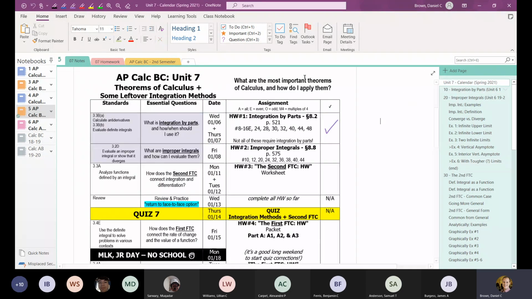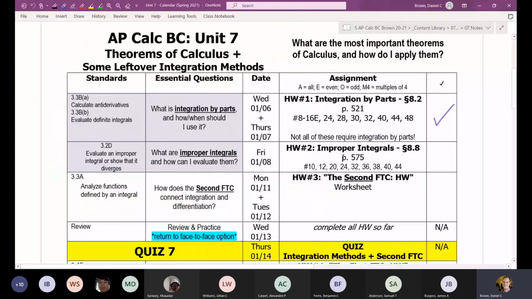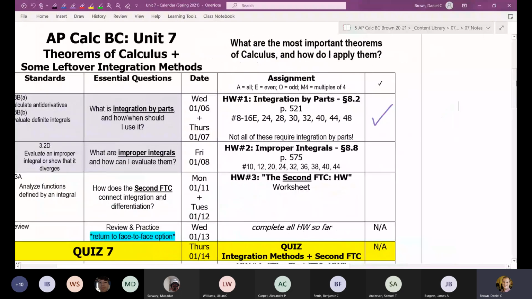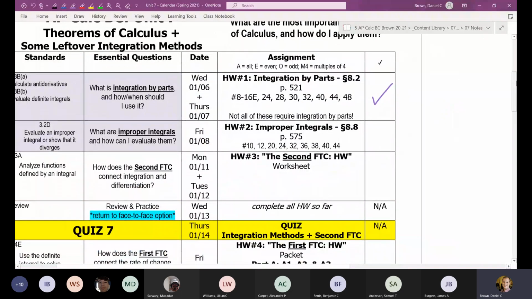The homework I'm assigning is on the calendar, and I'll share it with you in OneNote. So hopefully you're mostly done with homework 1, or you've at least started it. Today I'm going to be assigning the improper integrals one. It is a bunch of kind of random numbers. The textbook doesn't teach improper integrals as its own topic, so I had to go and find some questions, a random list for you to practice with.